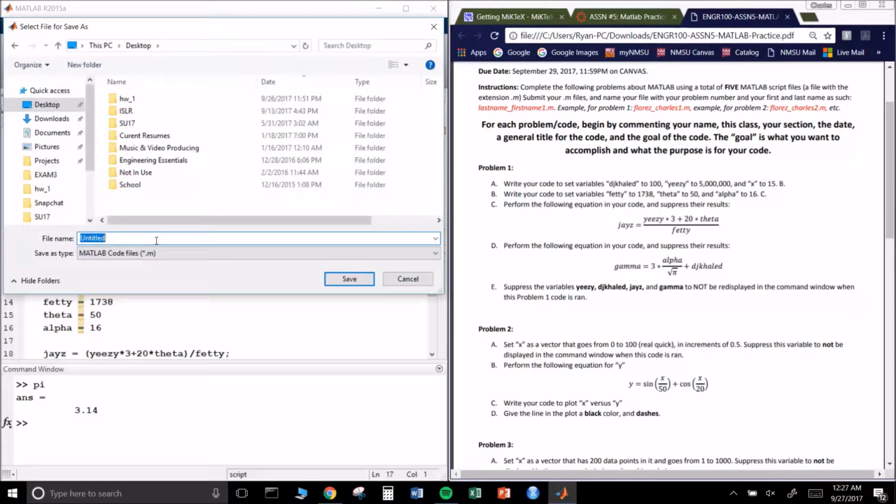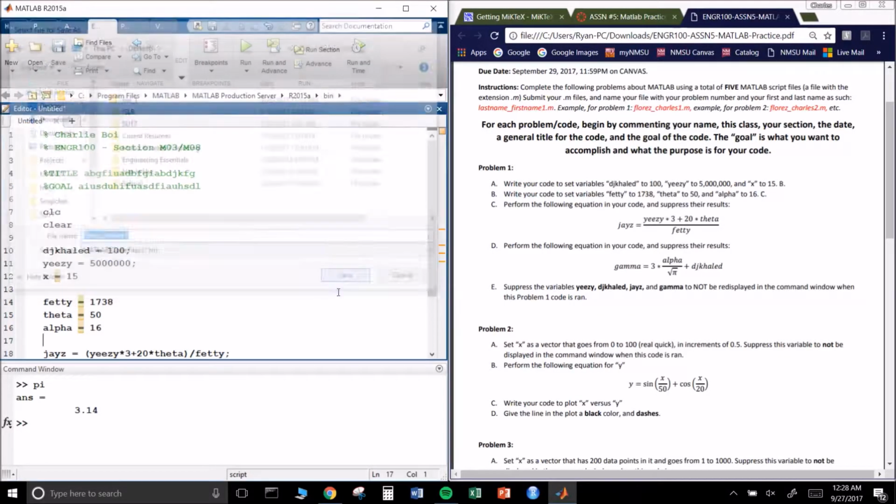I'll just call it P1. Oh, well, actually, you'll need to name it 1. And that's what you'll name it. And you'll save it wherever you want to save it. I guess this is problem 1, so I'll save.